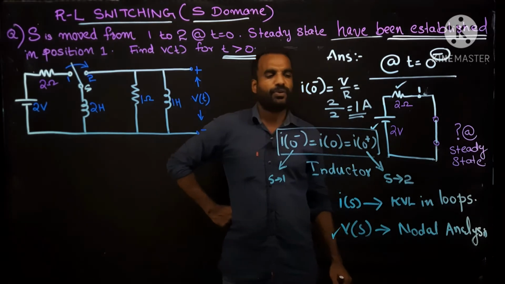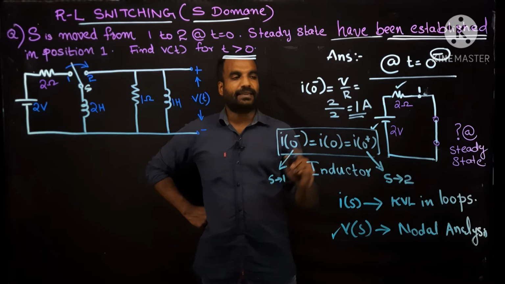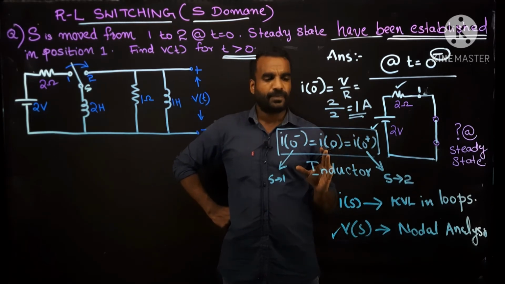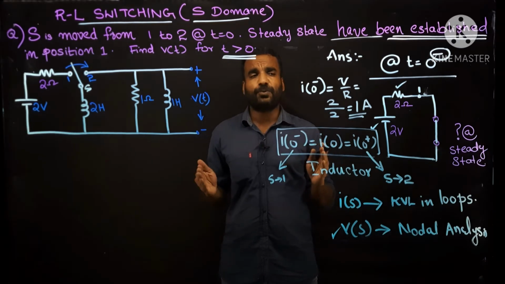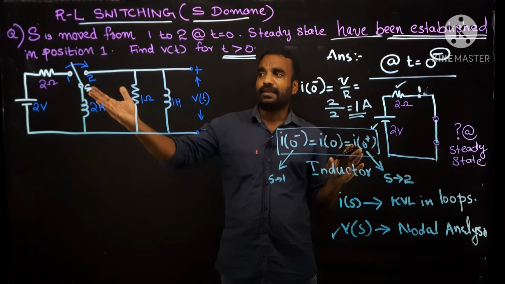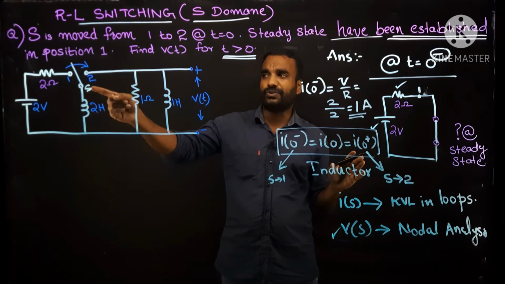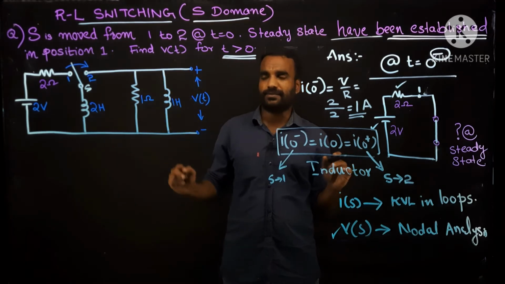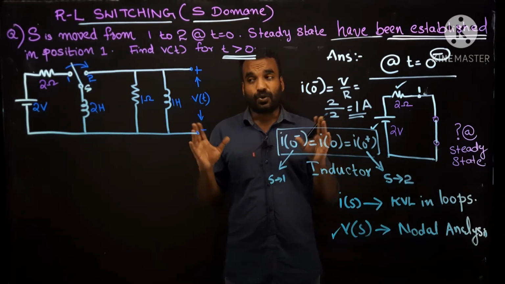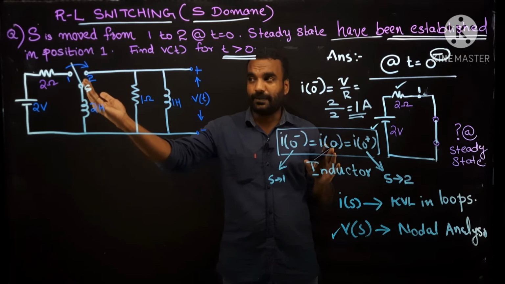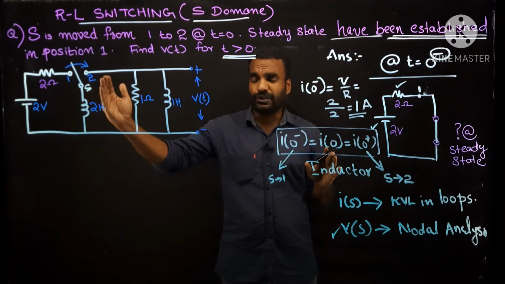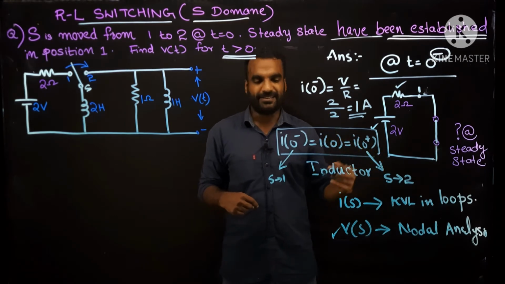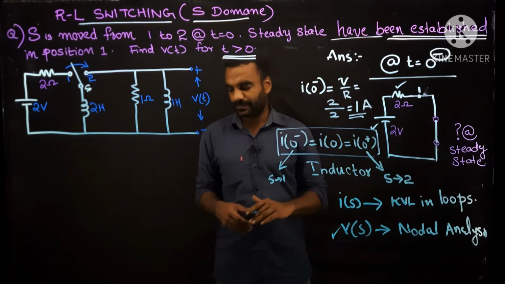Okay, now we are going to move to the next case. Anyhow, initial current 1 ampere is already obtained. Now what is our aim? Now we want to represent the exact condition, that is switch is in position 2. In that condition we want to find V of t for t greater than 0. For that we have to draw the circuit diagram with switch in position 2 in S domain because we are directly applying S domain analysis in that case. Okay, let us move to that case.